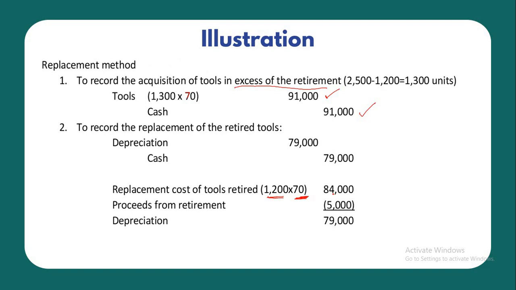So, 1,200 times 70, that is 84,000. Less proceeds from the retirement of 5,000. Therefore, the depreciation is 79,000. So, your entry would be debit depreciation, 79,000, and credit cash, 79,000. Okay? So, that is for the replacement method.